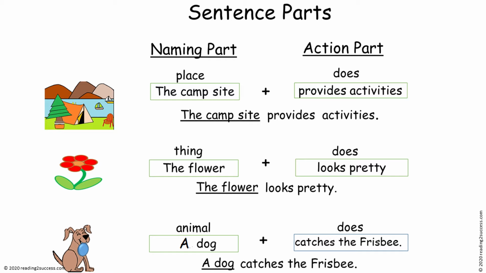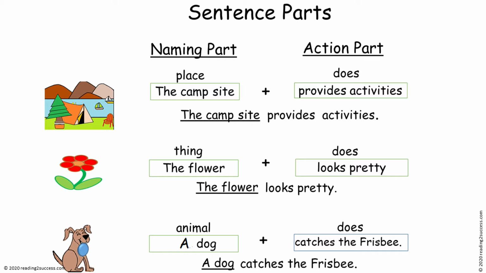Now let's look at the next 3 simple sentences we will have kids make. First, let's look at the naming part of the first one. It is a place and it is the campsite. Its matching action part is provides activities. So our simple sentence is the campsite provides activities. Our second naming part is a thing, the flower, and its action part is looks pretty. So the simple sentence is the flower looks pretty.